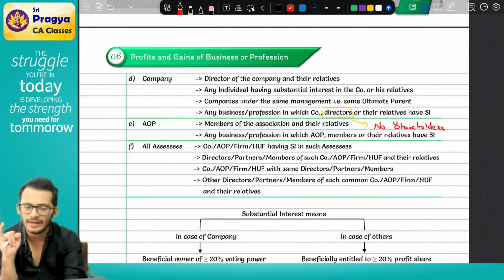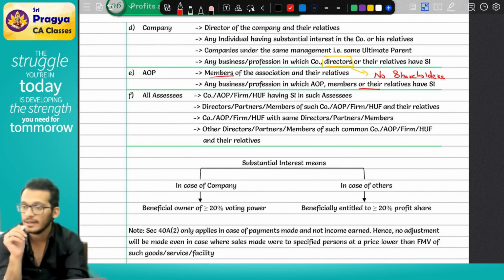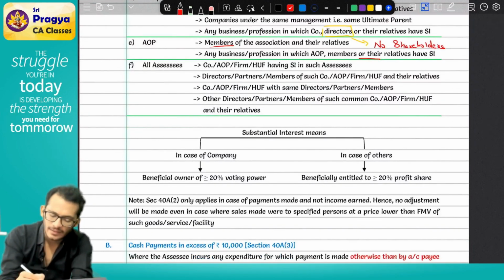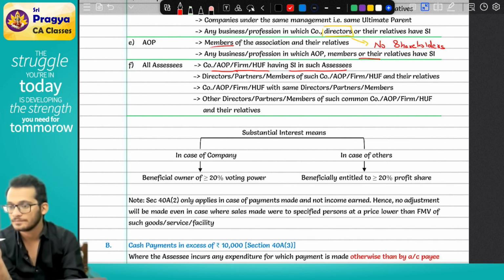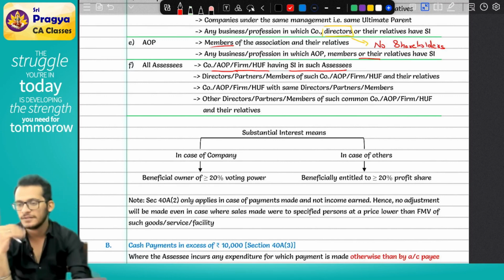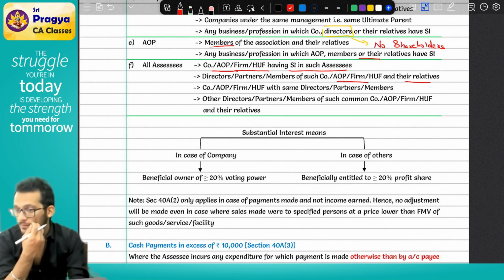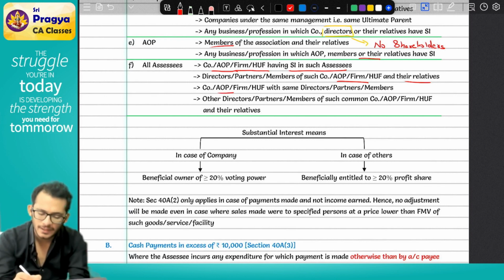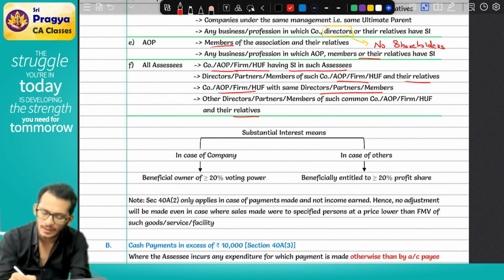So who are the people involved? It is directors of the company, individual having substantial interest, common subsidiary, or any other concern in which the director or the company or the relatives of the director have substantial interest. Coming to AOP, again it is members and concerns in which they have substantial interest. Any other assessees, meaning every assessee, where the company or firm has substantial interest in such assessee. Meaning, right now I am not talking about me being someone's associate. I am talking about someone else being my associate. So if someone else also has substantial interest in me, that is also covered. Then directors, partners of such company and their relatives. And the concern of directors and partners. Then any company with the same directors or partners. And then any other directors of such common company.